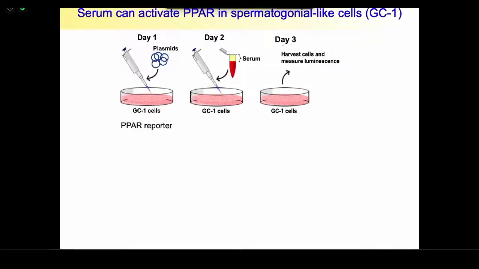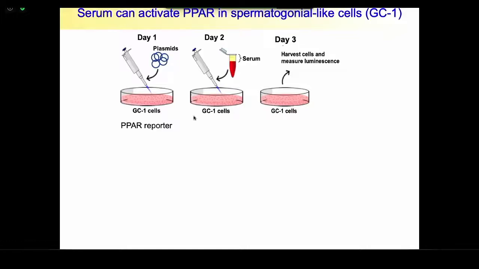A last set of data addresses the question: is this really relevant for germ cells? Because here it's in vivo, and it could be an indirect effect. So what we started to do in vitro is to use spermatogenic-like cells, GC1 cells, and the idea was to treat them with serum or to treat them with TESA and see whether we can reproduce the effect.